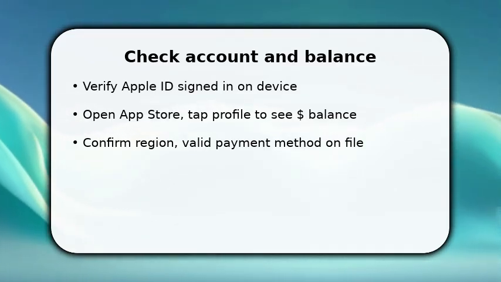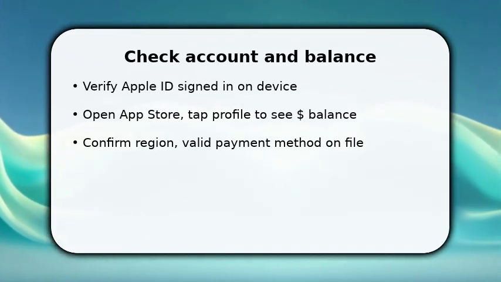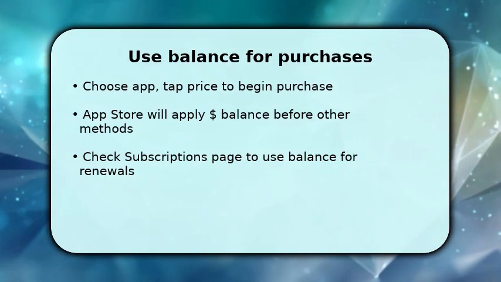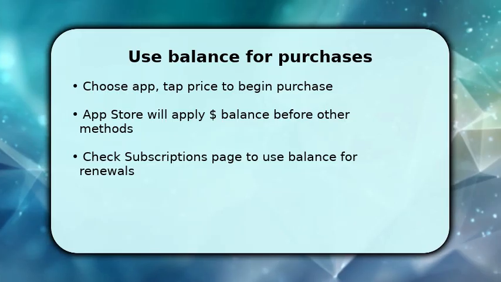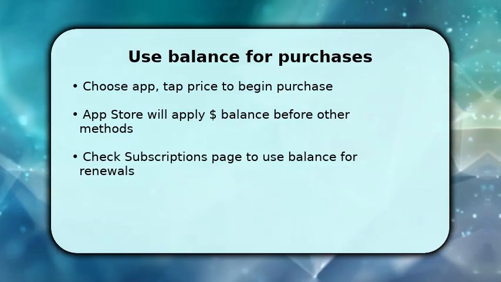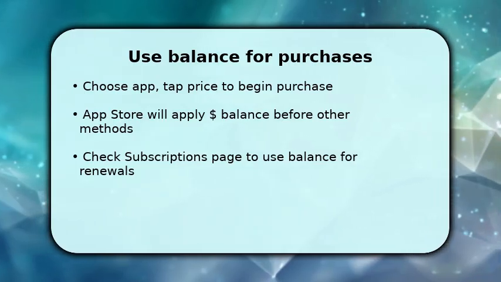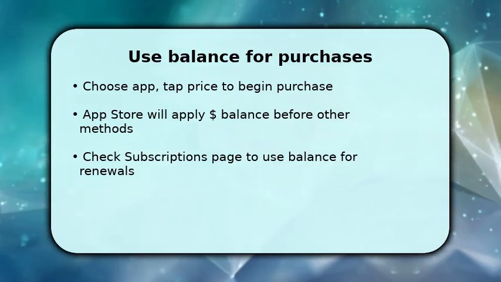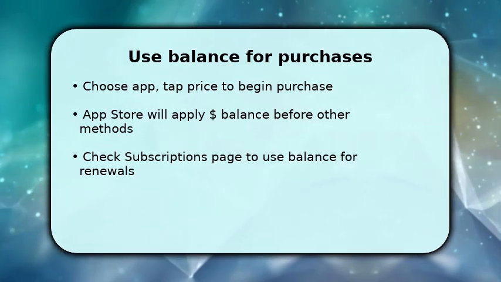These first steps ensure the App Store can select your balance automatically when you attempt to buy an app or subscription. You pick the app or subscription and tap the price. The App Store will automatically apply your Apple account balance first. If balance covers the total, the purchase completes without charging other methods. Once done, watch for confirmation and receipt emails and check subscriptions to ensure renewals will deduct from remaining balance.